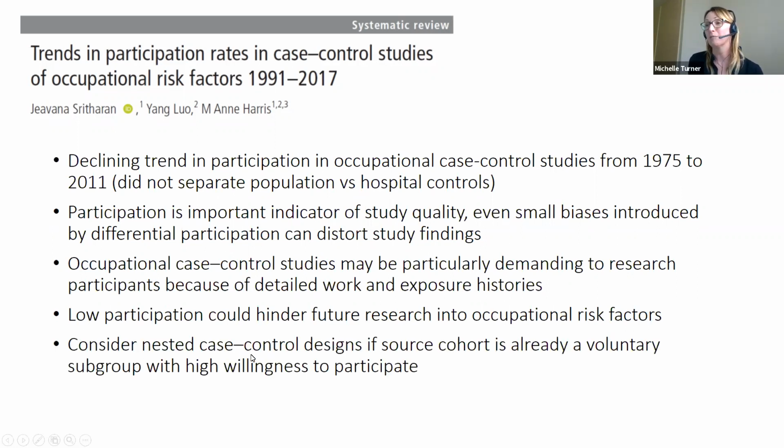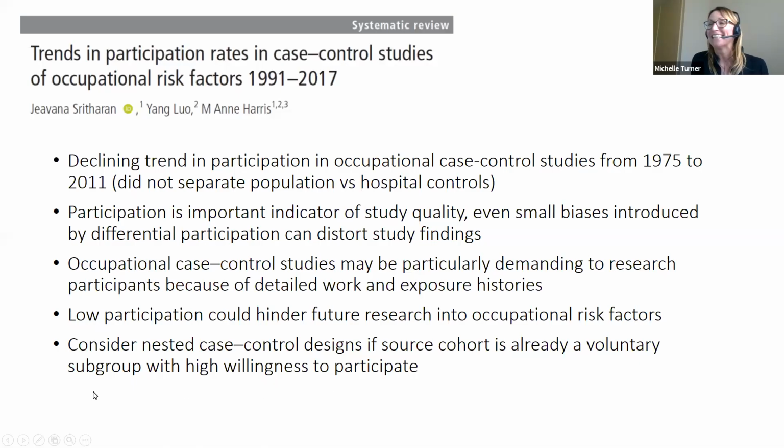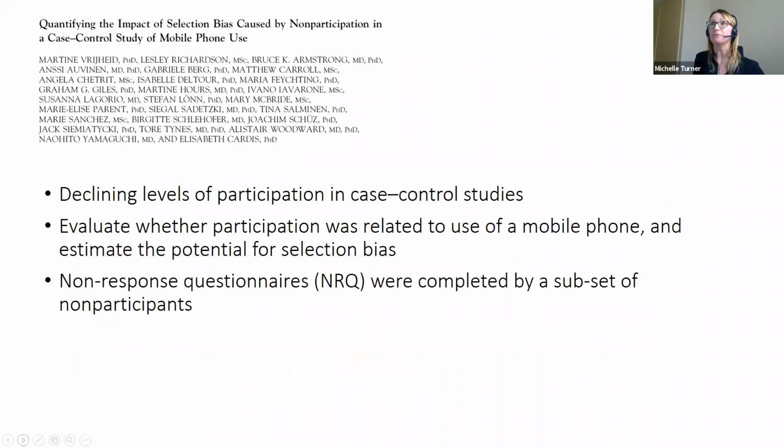The authors note that maybe nested case control studies, case control studies nested in a cohort, may be a better design to think about if participation rates remain lower, because you're already starting with the subgroup of participants that may be more willing to participate in further research in the future. So in terms of quantifying selection bias in your study, this is one really nice example.